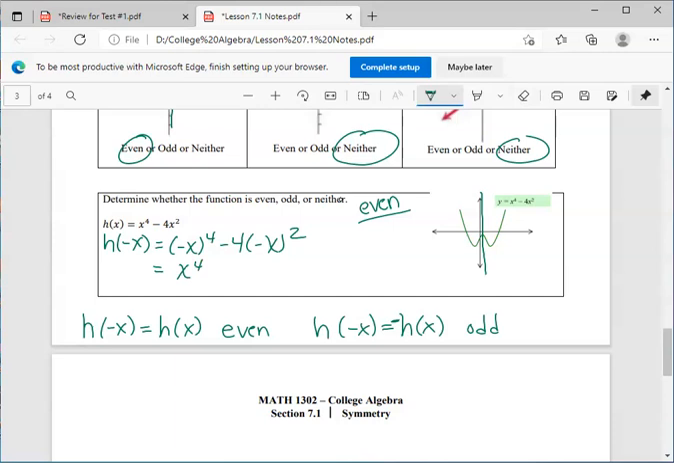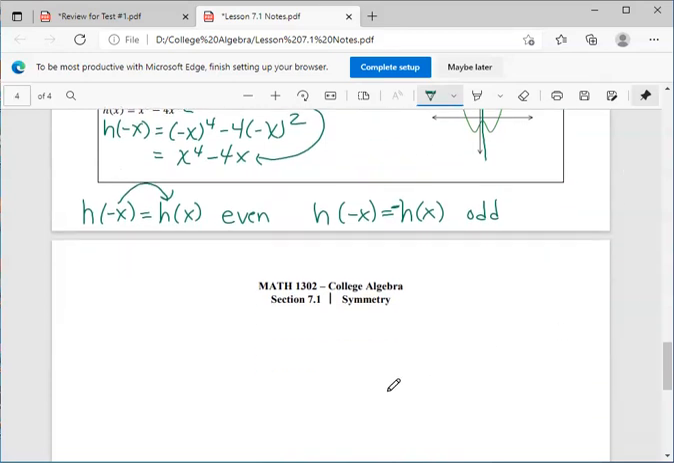Okay, same thing here. This is going to be a negative x times negative x. If we square it, it's going to be positive. So negative 4x is what we would get. How is this one related to this? They're exactly the same. Y'all agree? So that function is going to be even. When I plug in a negative x, I get back what I started with.